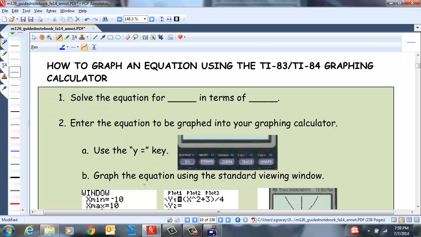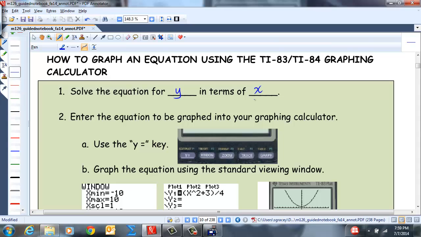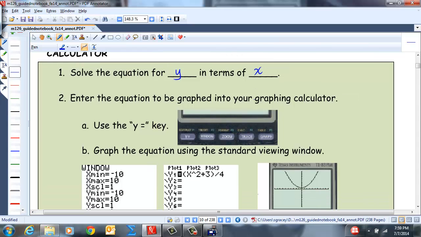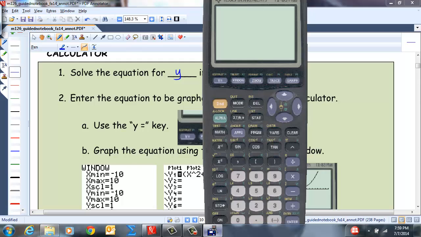Okay, so how to graph an equation using the TI-83, TI-84 graphing calculator. Solve the equation for y in terms of x. Enter the equation to be graphed in your graphing calculator. So you use the y equals key. So I'll go ahead and give you some of this in real time.